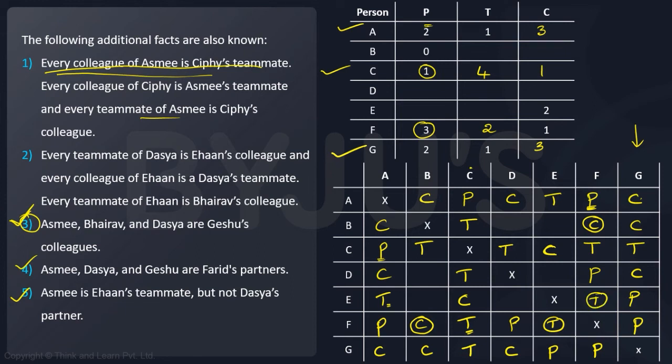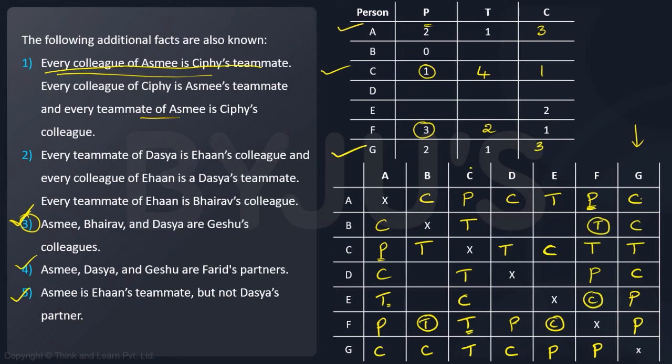Now I look at E. Every colleague of Ehan is Dasya's teammate. So right now, this will not obstruct anything. Let me also interchange and see. If I interchange it, will it cause a problem? C, T, T, C. So instead of C, I will write T and C, because I have to check both the possibilities. It could be that both are possible.